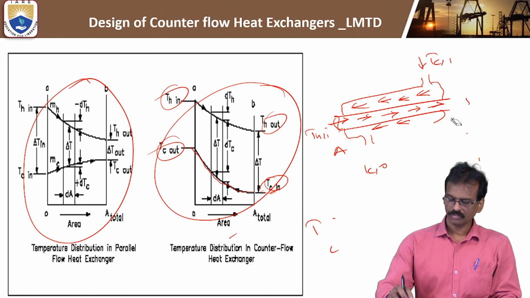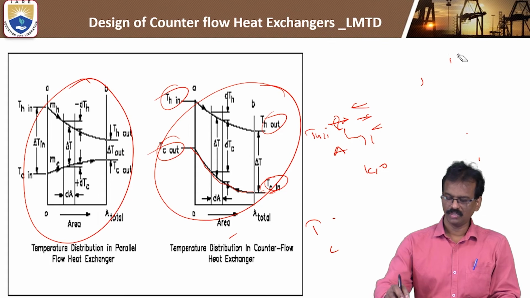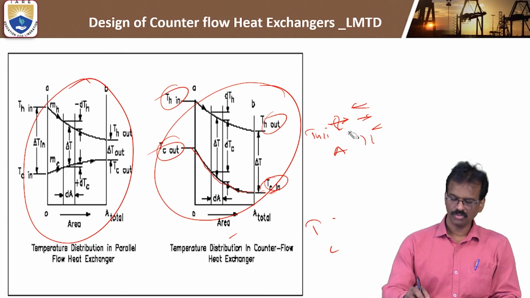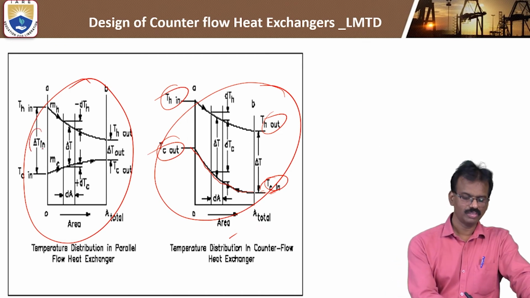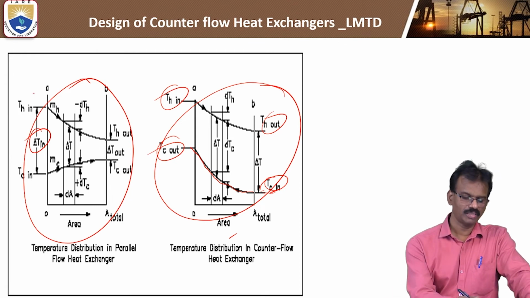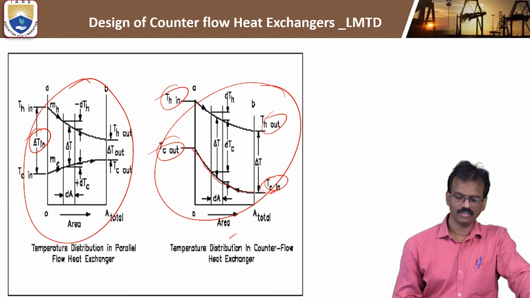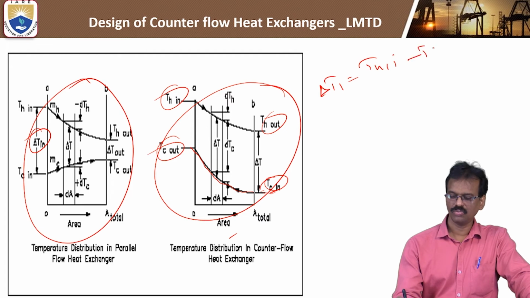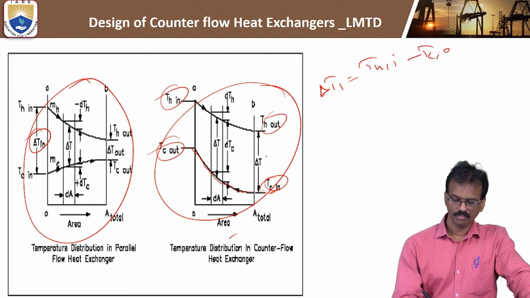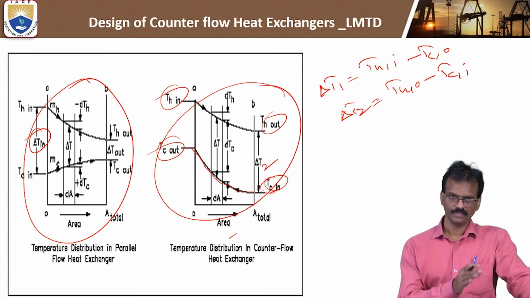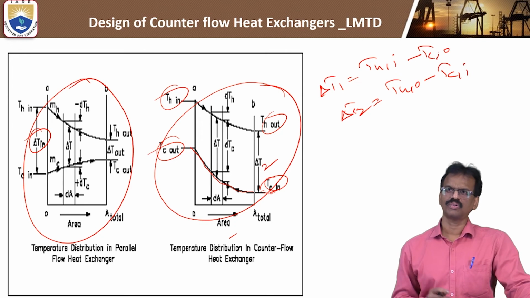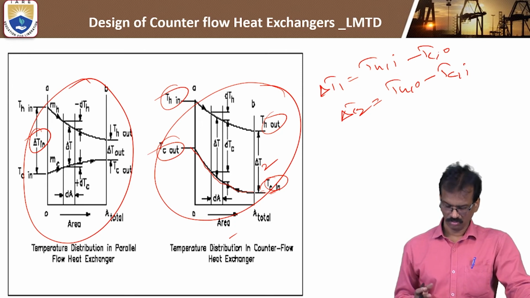Now we'll see the derivation of LMTD for the counter fluid exchanger. You have to remember what delta T1 and delta T2 are for the counter fluid exchanger. For the parallel fluid exchanger, delta T1 is equal to hot fluid inlet minus cold fluid inlet. But for the counter fluid exchanger, delta T1 is equal to hot fluid inlet minus cold fluid outlet. Similarly, delta T2 is equal to hot fluid outlet minus cold fluid inlet. This is the main difference between the parallel flow and the counter fluid exchanger. Now we'll go for the derivation.